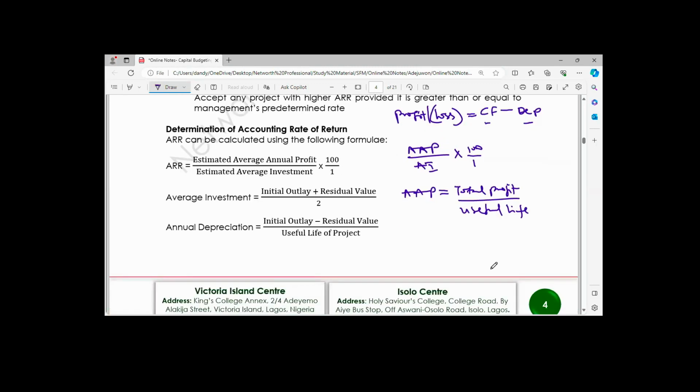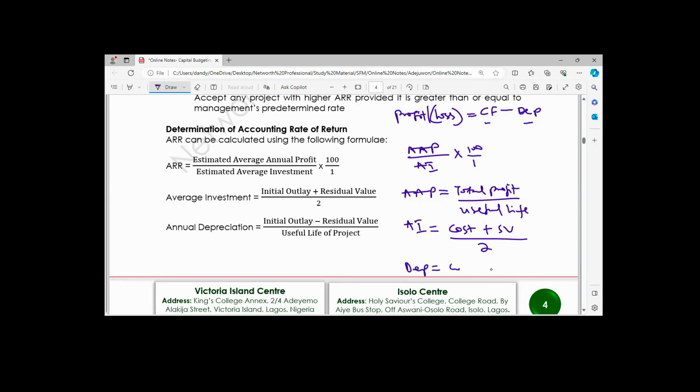Once you get your average annual profit, then you need to go ahead and calculate the average investment. The average investment is the initial cost of the project, the initial outlay, plus scrap value, then, of course, divided by 2. Okay? The initial outlay of the project plus the scrap value divided by 2 will give you your average investment. In most cases, the examiner will not give you depreciation. Of course, you know the formula for depreciation already. Depreciation is calculated as the cost of the project.